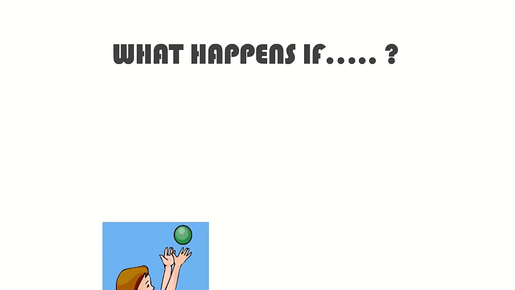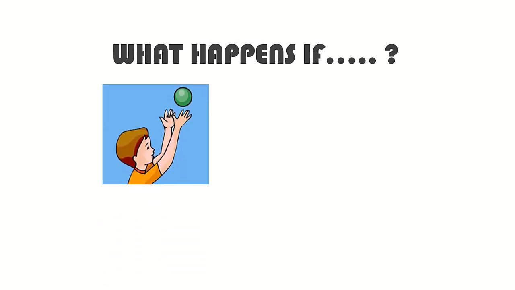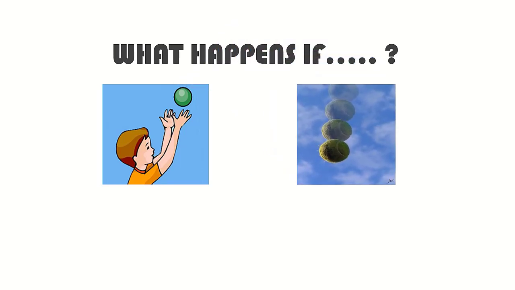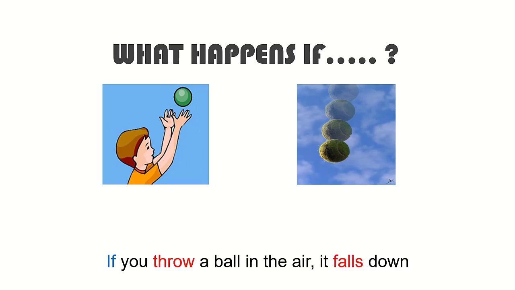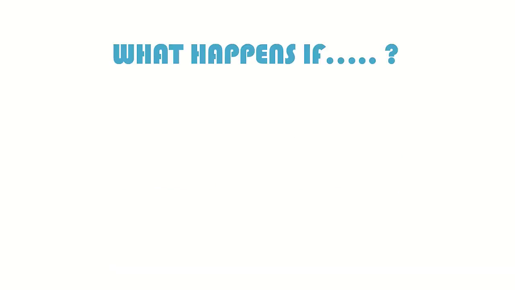What happens if you throw a ball in the air? Try to complete it. If you throw a ball into the air, it falls down. Again, you can't say it will fall, because if you use will, you imply that this is possible. Actually, it's not possible. It's a fact. It's certain. So you must use present simple in both sentences. Of course, present simple is either verb or verb plus s.